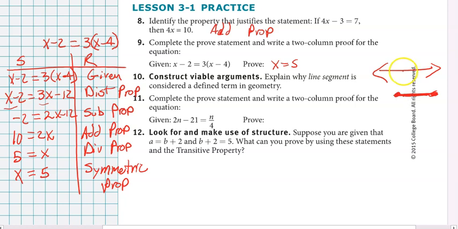So the top one here is a line and the bottom one is a line segment because it's defined as part of a line. We can use the undefined terms to define it basically.